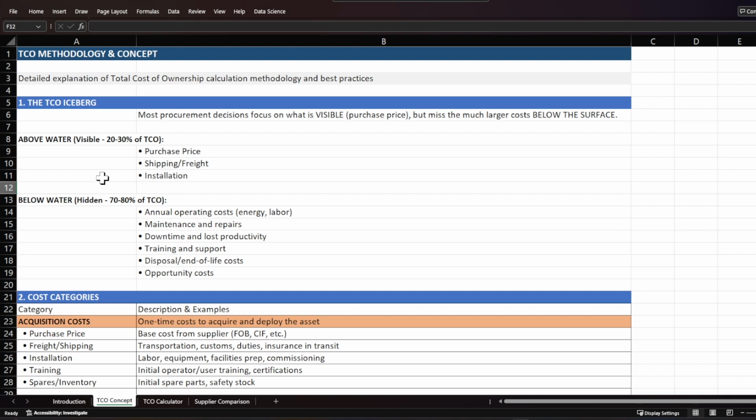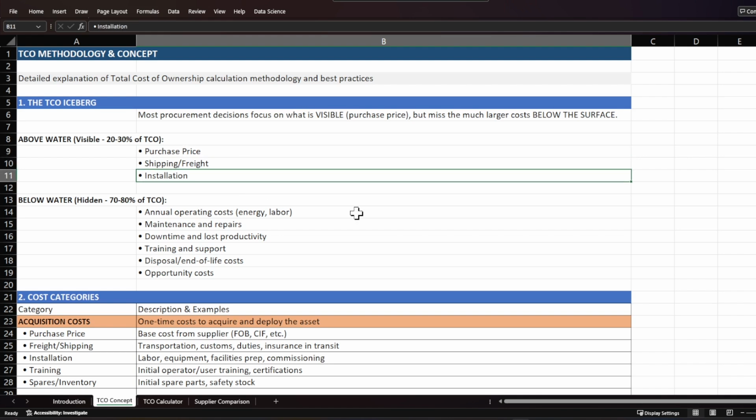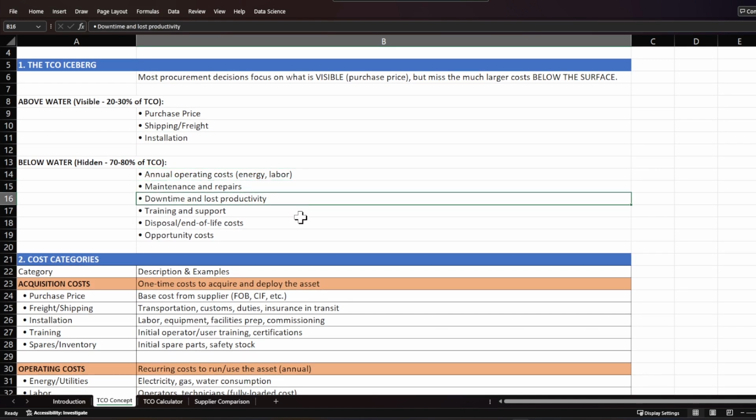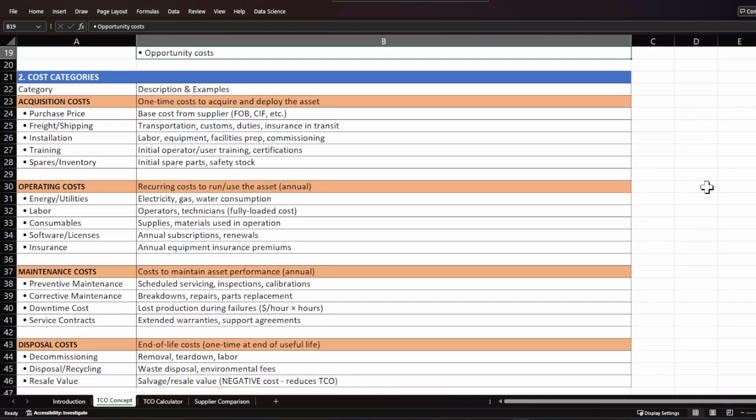What is visible and what you actually pay upfront are your purchase price, your shipping and freight price, and the installation. But what you do not see upfront is your annual operating cost, maintenance and repairs, downtime and lost productivity, training and support, disposal and end of life cost, and opportunity cost. So we are going to discuss how we can calculate these hidden costs and calculate the overall cost of ownership. First of all, we need to identify the different categories which are usually hidden and what the components of them are.